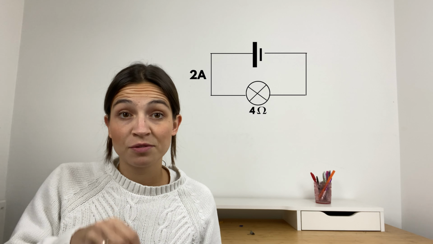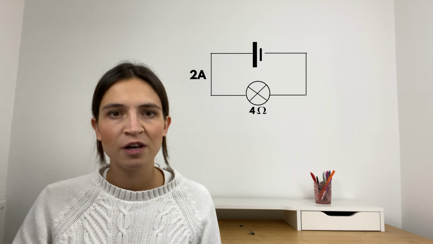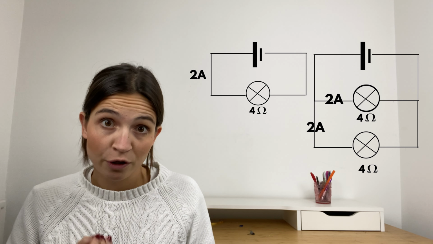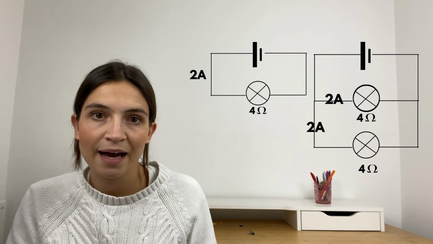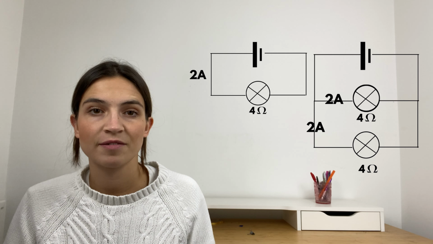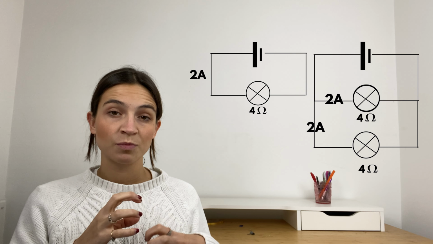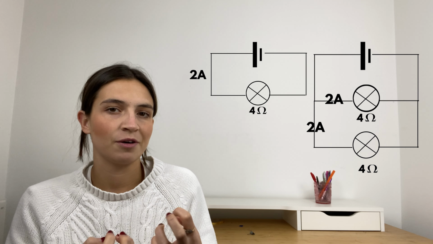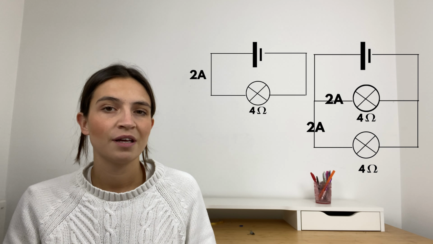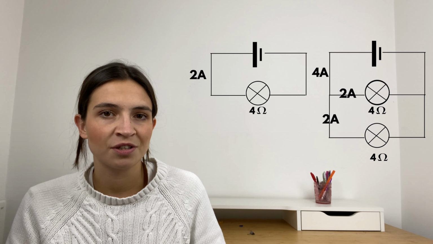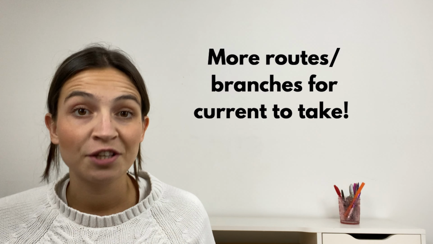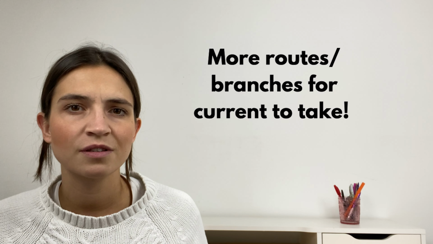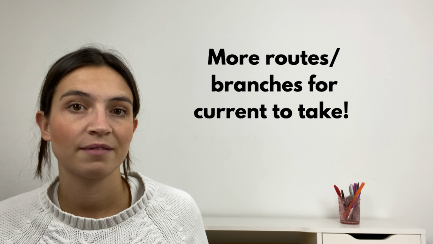So in my original circuit, I had 2 amps flowing through my circuit. Now in my new circuit, I can have those 2 amps flowing down both of the branches. And because of my parallel rules that we visited in a previous video, current into the junction equals current out of the junction. So 2 plus 2 is equal to 4. The total current going through my circuit has increased because the resistance of my circuit has decreased.